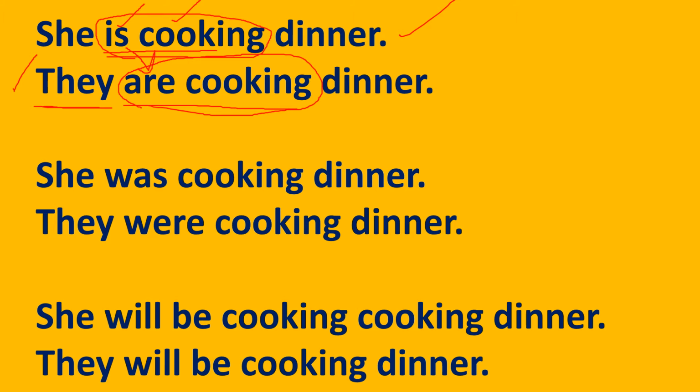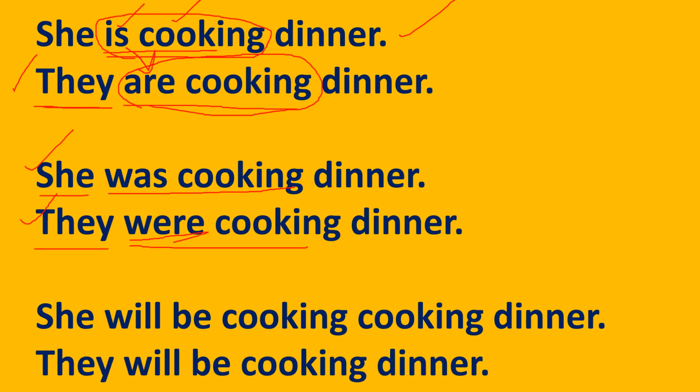In the second one, she was cooking dinner. They were cooking dinner. Here also was becomes were according to the number of the subject. She is called singular number. They is called plural number. So here the plural verb is written.